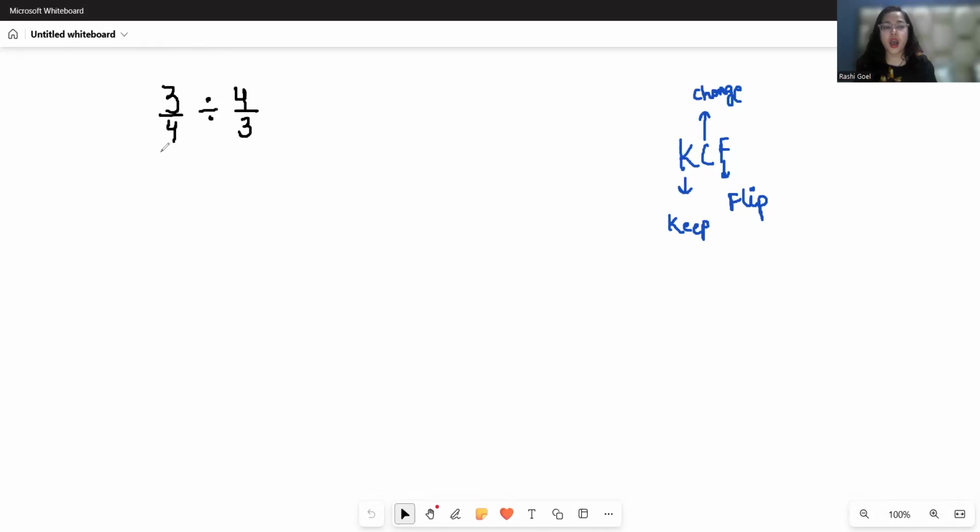So that means you have to keep the left-hand fraction like this, 3/4, change the symbol division to multiplication, and flip the right-hand fraction. So it becomes 3/4.